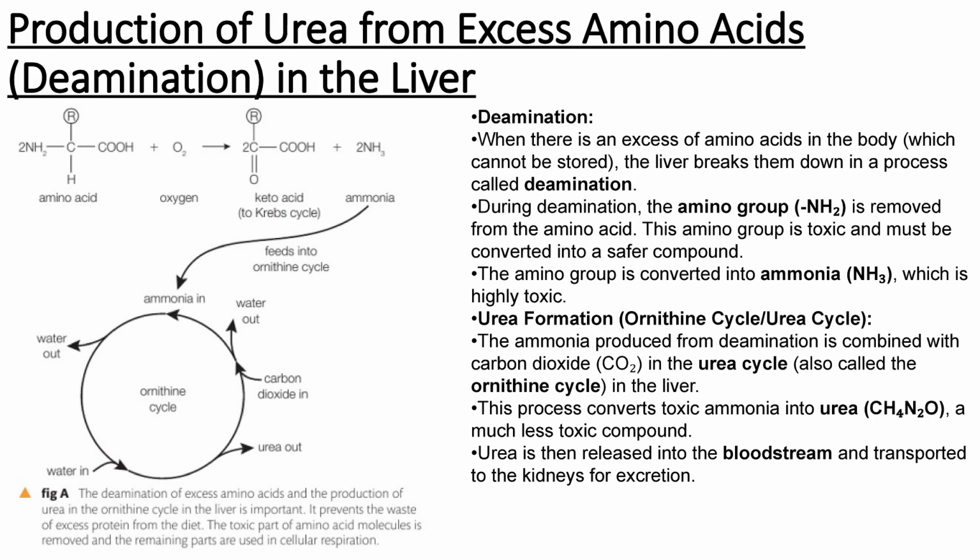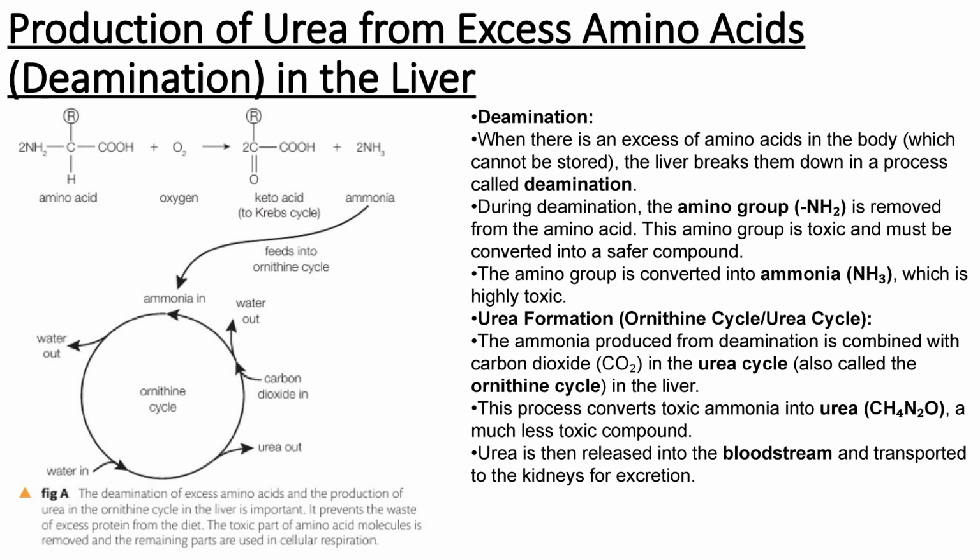Moving on, the production of urea from excess amino acids is part of the process of deamination. So let's look at the steps for deamination. First, step 1 is deamination. Excess amino acids cannot be stored in the body, so they are broken down in the liver through a process called deamination.